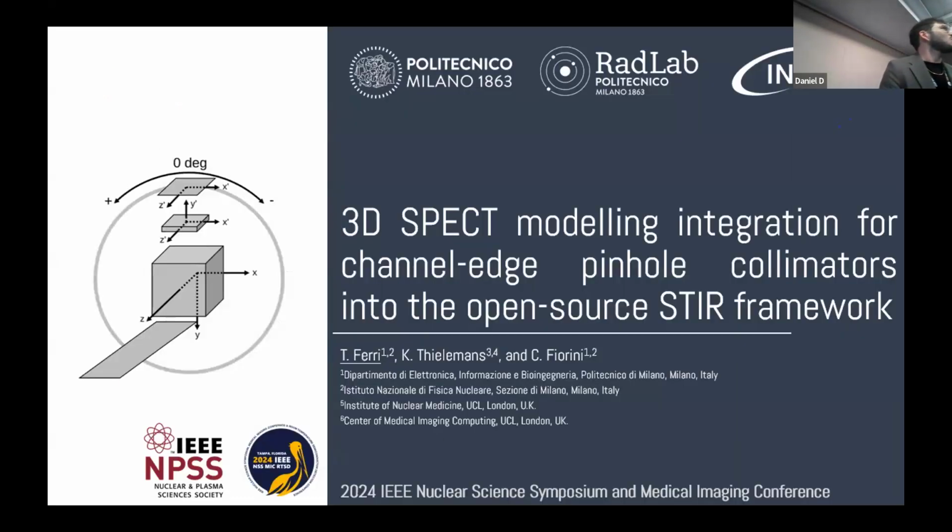Okay, so good morning, everyone. My name is Tommaso Ferri, and I'm a PhD student from Politecnico di Milano who did an exchange program to UCL for 6 months. And I'm going to show you today my tiny contribution to the software, by adding the channel edge pinhole geometry to the STIR code.